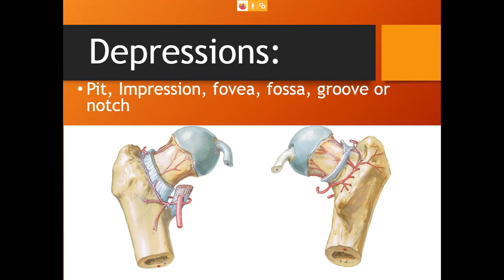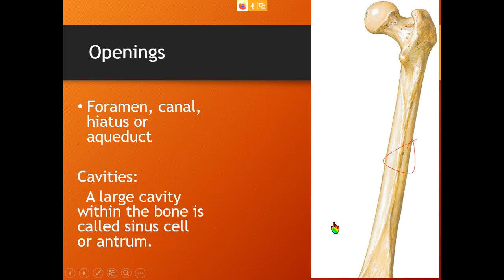Here, depressions. The depressions on the bones are called pit, fovea, fossa or groove. Any word we can use. If the depression is circular, that is called fossa or fovea. If it is an elongated one, that is called a groove. If it is a small notch, like that we will describe the bones.